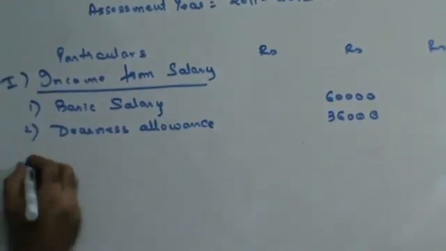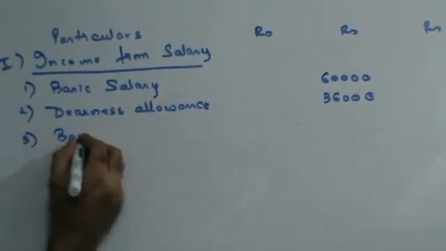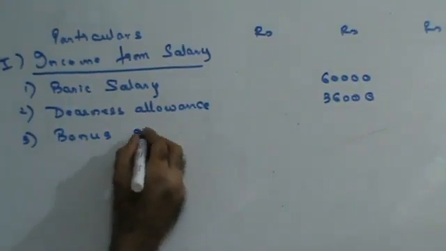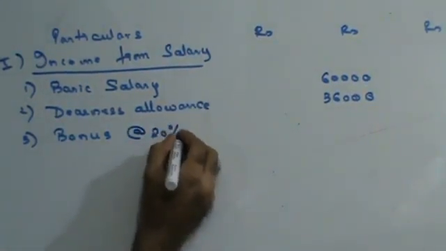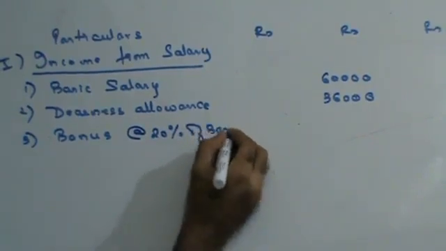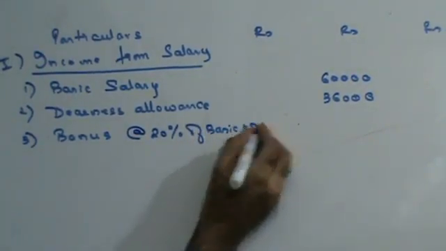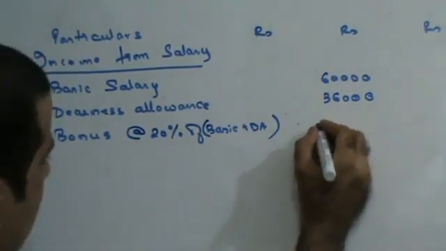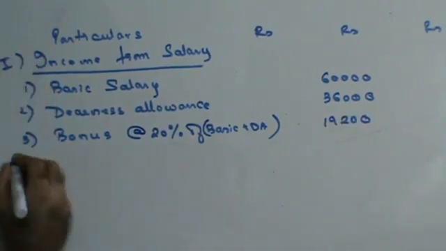Next, bonus. Bonus is given at the rate of 20% of basic plus dearness allowance. So basic plus DA is 96,000. Someone please find out how much 20% is. 19,200.